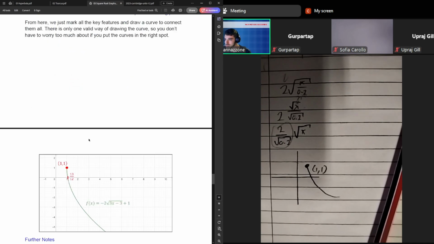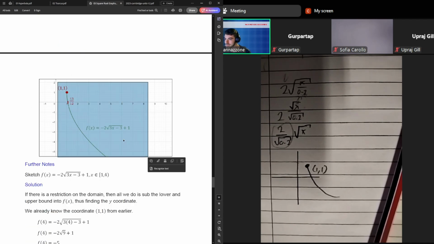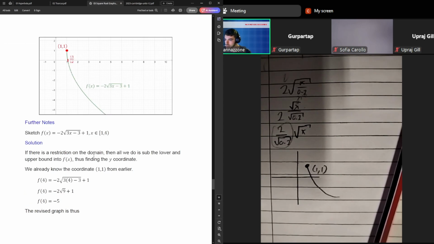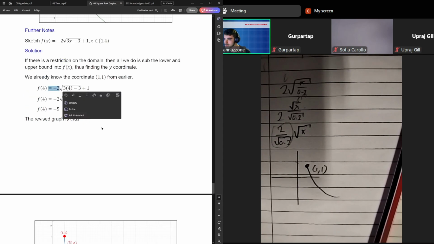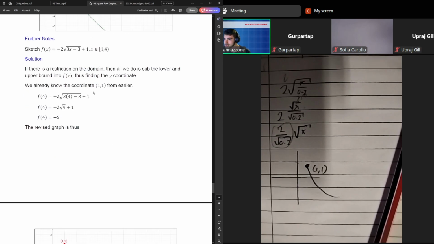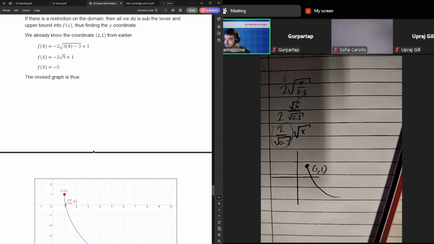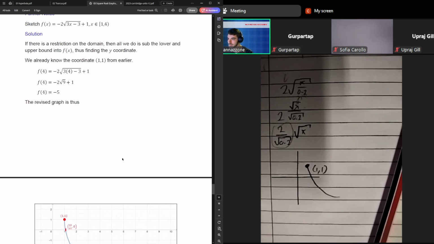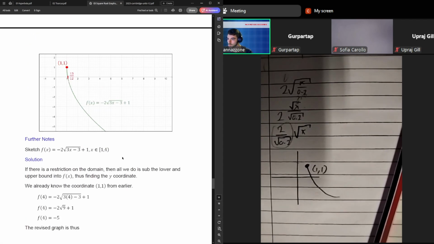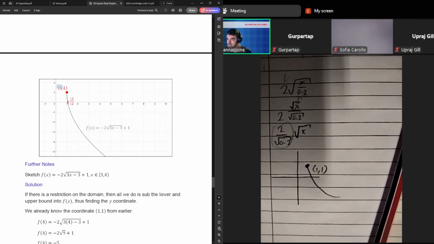Endpoints, we've touched that already. And you can see more or less that's what we end up with. Again, endpoints, sub in your values for what they should look like. We already know what happens at x equals 1, so we don't have to redo that. And so you just cut off your graph if you at all need to. That's one run through of a sketch. Any questions on how we got to here?